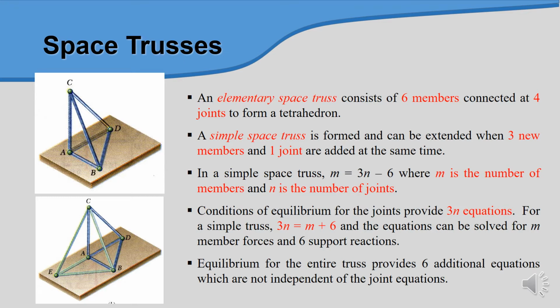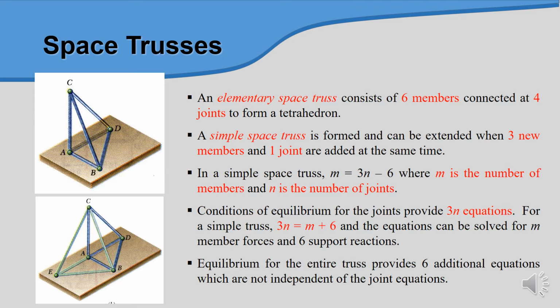Space trusses. An elementary space truss consists of 6 members connected at 4 joints to form a tetrahedron. We can see joints A, B, C, and D. We have 4 joints, and it produces 6 members. So a simple space truss is formed, and it can be extended when 3 new members and 1 joint are added at the same time.